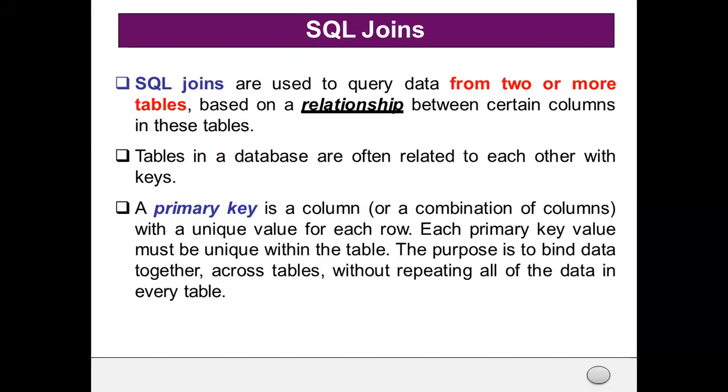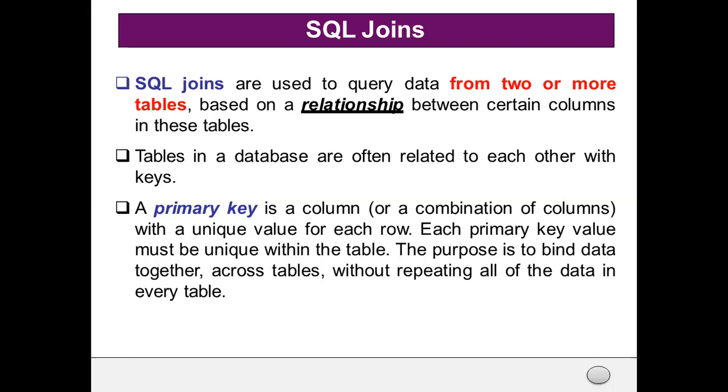SQL joins are used to query data from two or more tables, based on a relationship between certain columns in these tables. By the name we understand that joins let us join two tables based on some relationship, basically a primary and foreign key relationship.